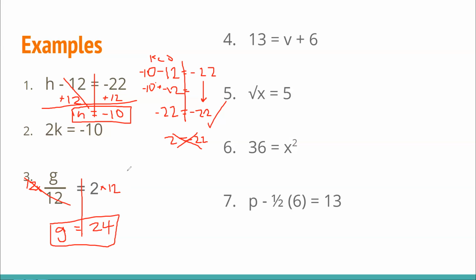Now I still have to go back and double check myself. I know that those two are the same thing. So instead of writing a g, I can write a 24 in my numerator. Divided by 12 equals 2. I know that 24 divided by 12 equals 2, and so I get that 2 equals 2. Since the left side does equal the right side, I know that I'm right.